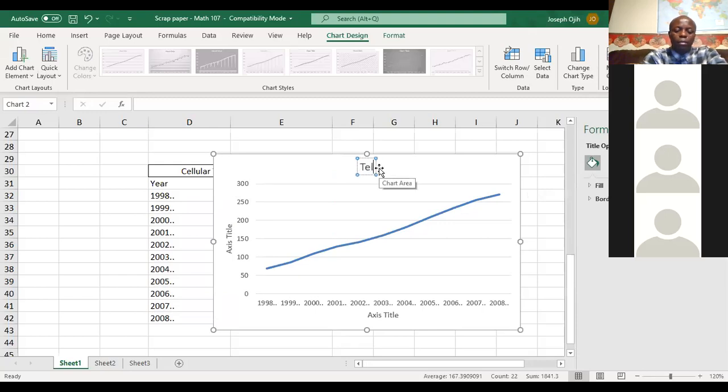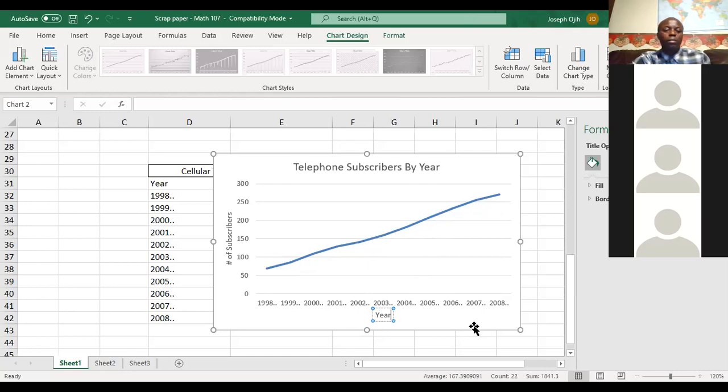Telephone subscribers by year. Now, we have number of subscribers here, and this is the year, of course. You can see that it shows an upward trend here. So that means the number of telephone subscribers is increasing by year. See, going up.